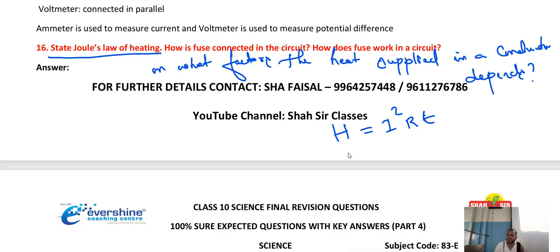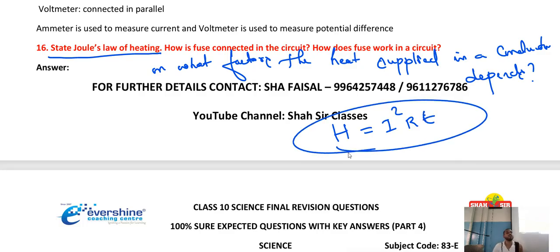Sorry, I squared R T. Understood? It is directly proportional to the square of the current, the resistance in a conductor, and the time taken. Any doubts? Now, how is the fuse connected? Just now we have discussed. How is the fuse connected in a circuit? In series. How does the fuse work?